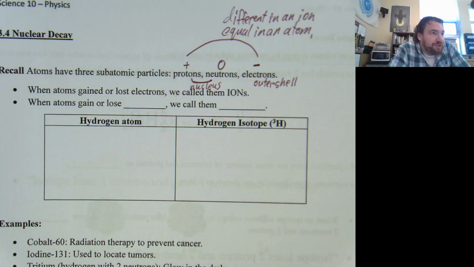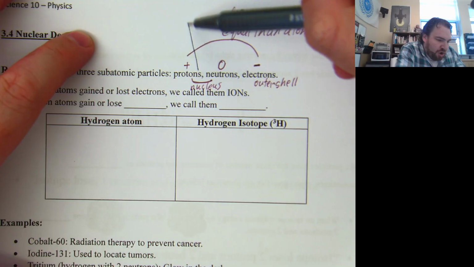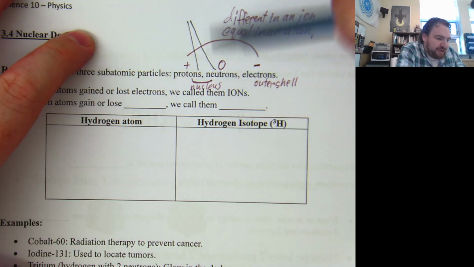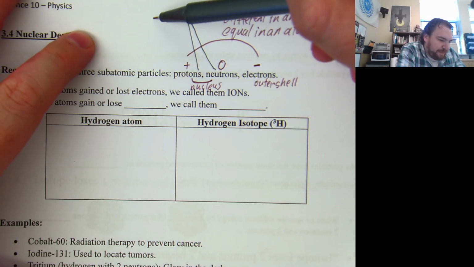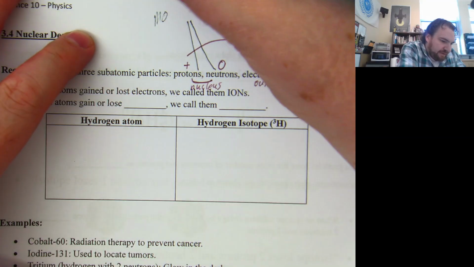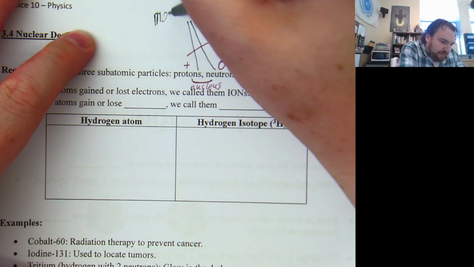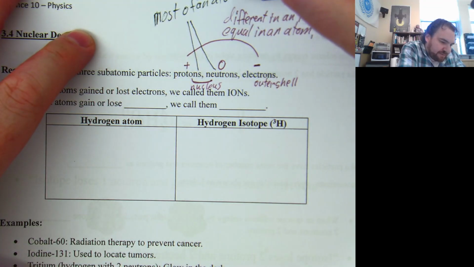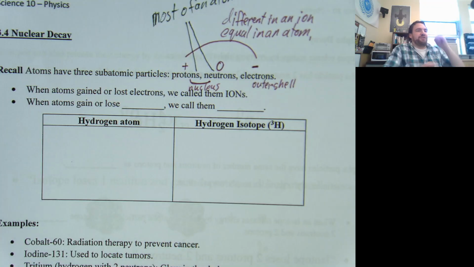Which two of these particles contribute to the mass of an atom? Neutron, which two? Protons and neutrons. All the mass, all the meaningful mass is found here in the protons and the neutrons. Most of an atom's mass is found in the protons and neutrons.